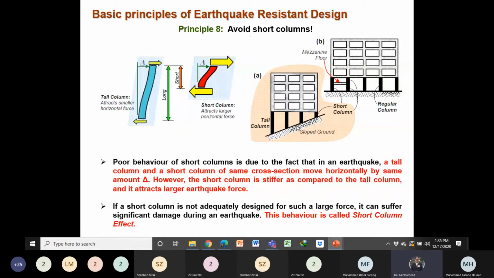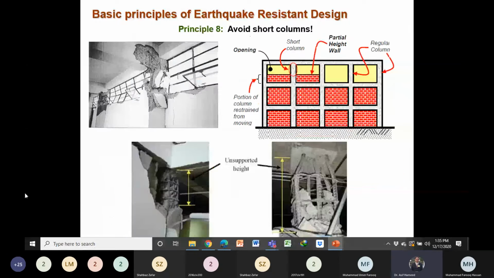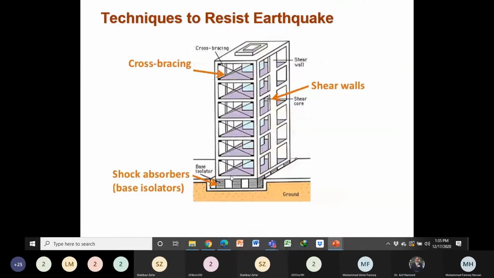Short columns can occur when the building is on a slope, or when we have a mezzanine floor. Others are the long columns, and this is a short column. And you can see the failure of the short columns. And we may have partial infill walls. Again, we have the short columns, and this is the failure of the short columns. Any question up to this point?